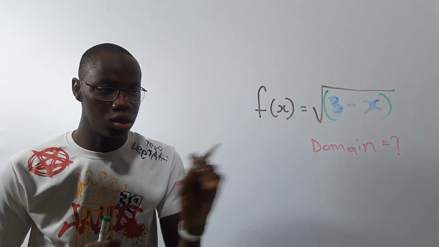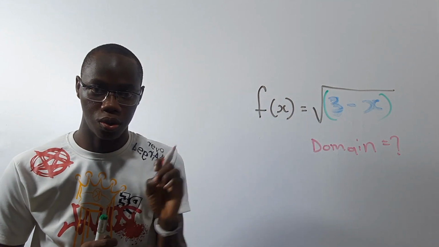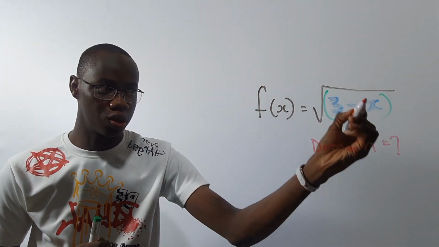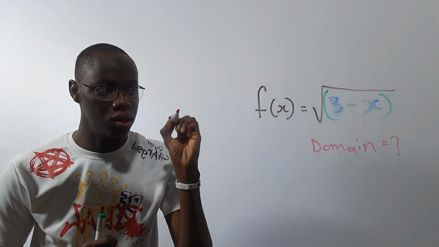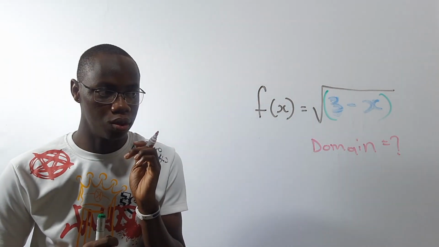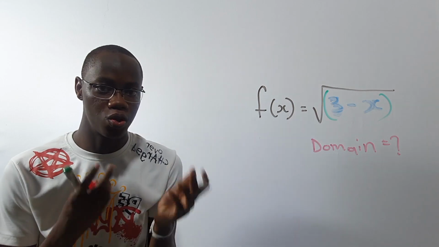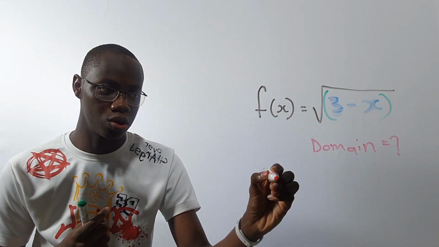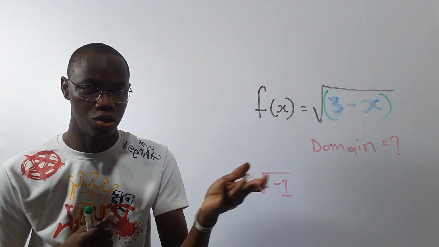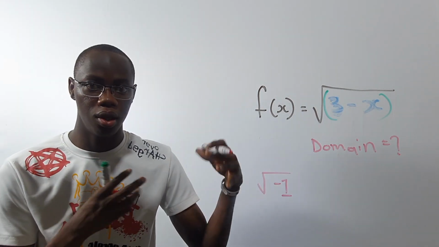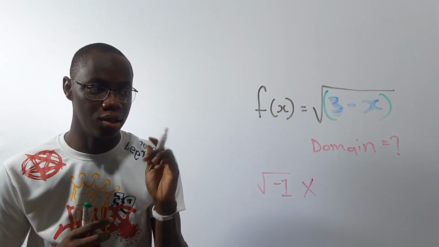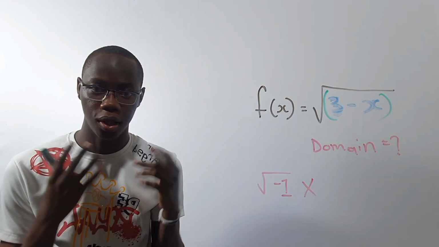Anytime you see a square root, it means that this expression here can never be less than 0, because if it is less than 0, it will be imaginary and it will be wrong. I mean, what is the square root of negative 1? It doesn't really make sense. That would be imaginary. We don't want that in dealing with mapping domain and range.